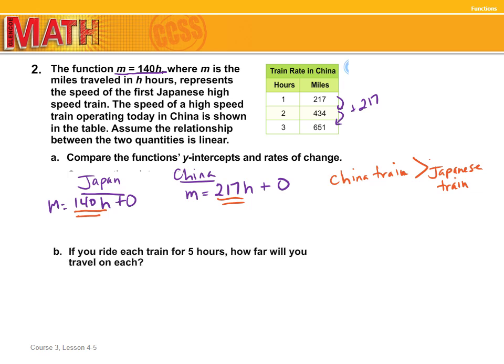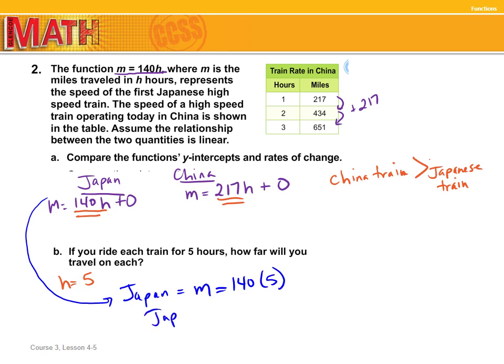Part B, they say if you ride each train for 5 hours, how far will you travel on each? So h is going to be equal to 5 for each of the functions. So let's start with Japan. For Japan, we will have m is equal to 140 times 5. And I'm not going to worry about the plus the y-intercept of 0. So 140 times 5 is 700. So for Japan, it will be 700 miles traveled.